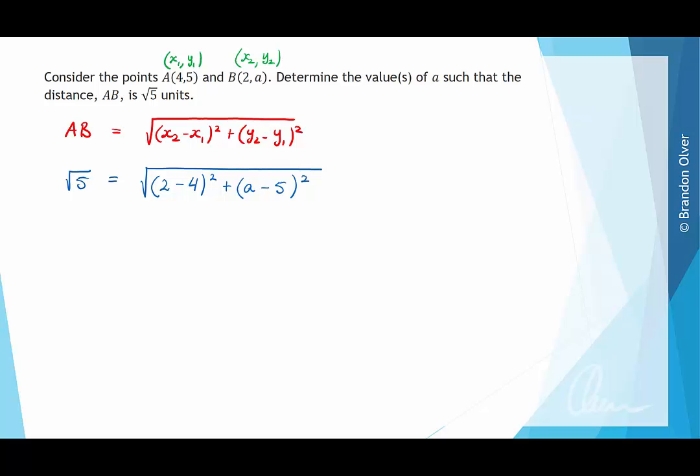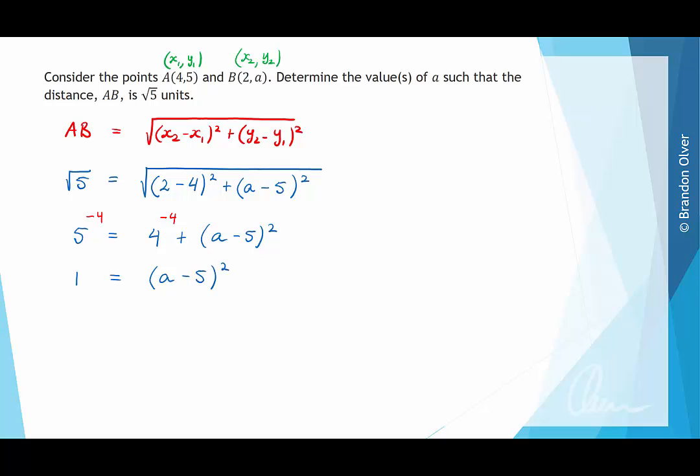So because we have the square root on both sides, we can equate 5 is equal to, and we have (2 minus 4) all squared, which gives 4, and then we're going to have plus (a minus 5) all squared. Because there's only one place in this equation where the variable is shown, we can solve this quadratic equation by undoing it. So the first thing I'm going to do is subtract 4 from both sides of the equation. So we get 1 is equal to (a minus 5) all squared.